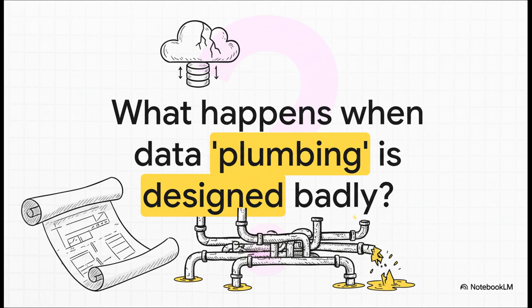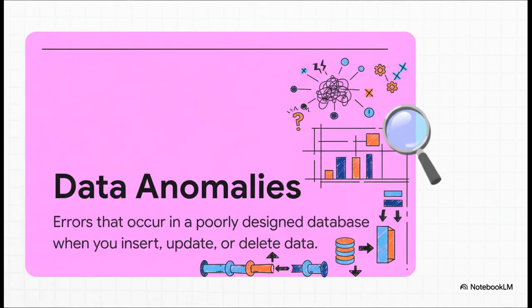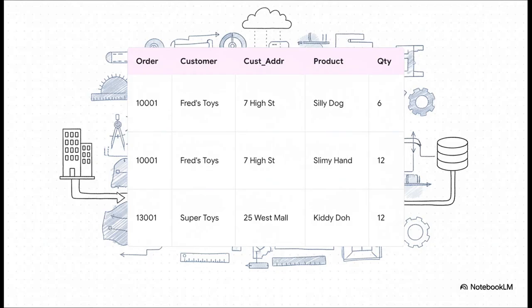It's a nightmare. These leaks have a technical name, data anomalies. But really, they're just these maddening, frustrating inconsistencies that pop up whenever you try to add, change, or delete something in a badly designed database. Like, say you update a customer's address in one spot, but it stays the same somewhere else. That's a data anomaly. Just take a look at this table.